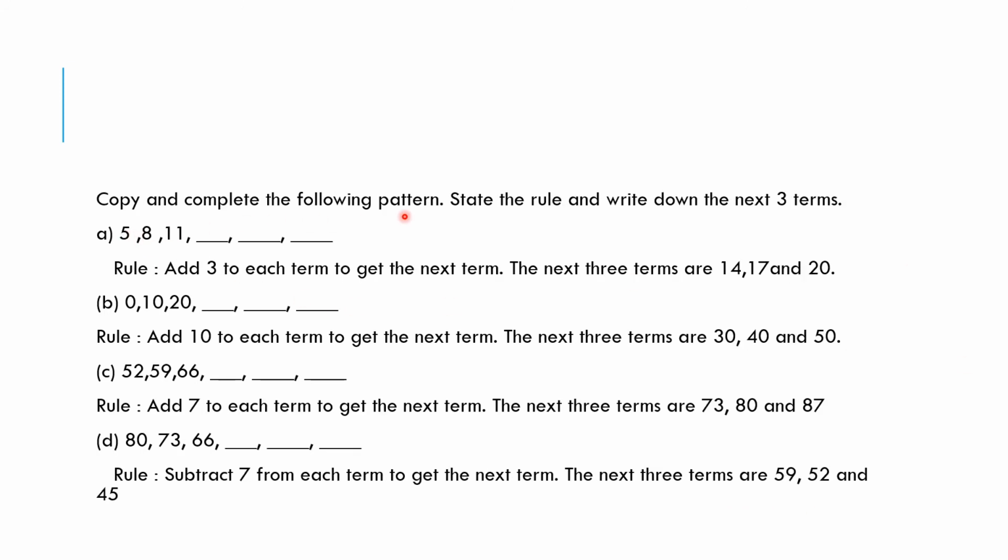Copy and complete the following pattern. State the rule and write down the next three terms: 5, 8, 11. Now the rule is add 3 to each term to get to the next term. The next three terms are 14, 17 and 20.